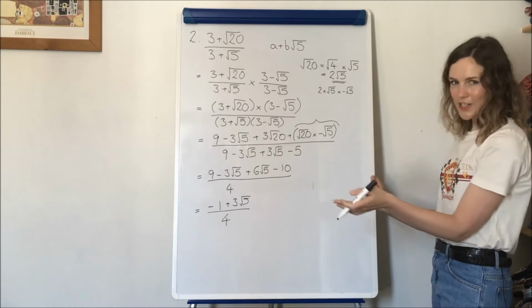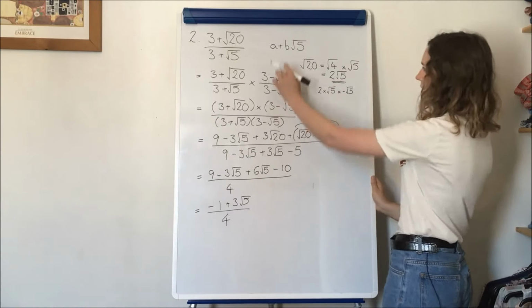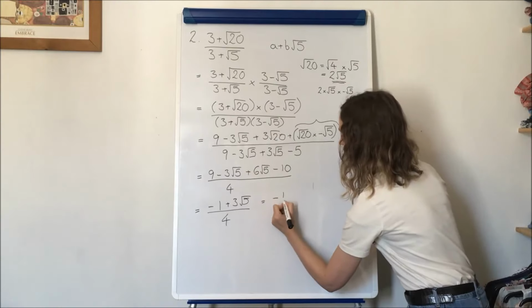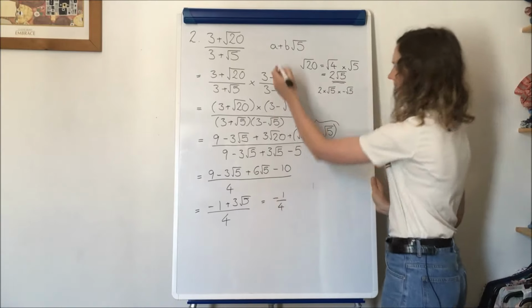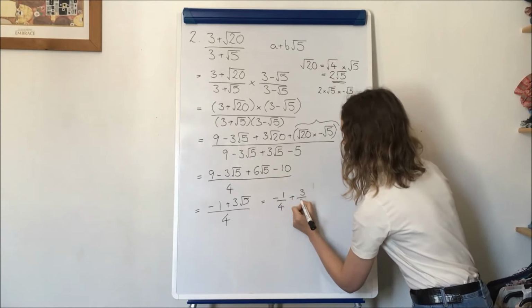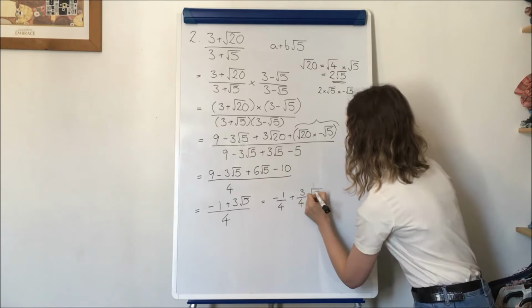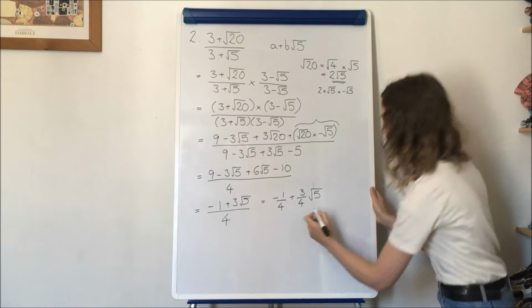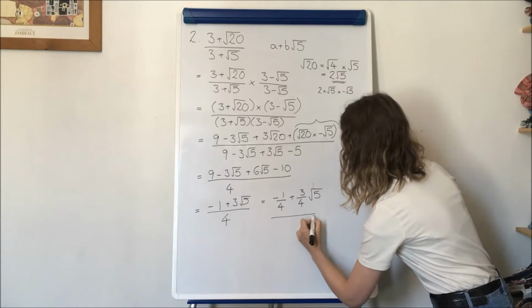And then all you need to do is just split up the two parts of the fraction so it's in that form. So that's going to equal minus a quarter, which is your A, plus 3/4 of root 5, 3/4 being your B. And that is the answer.